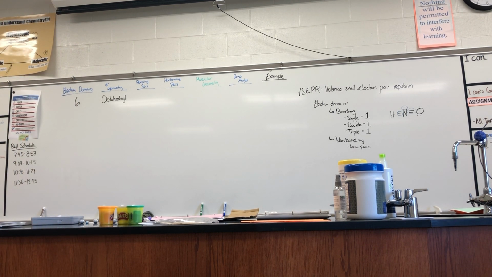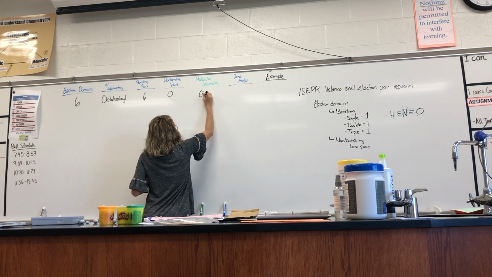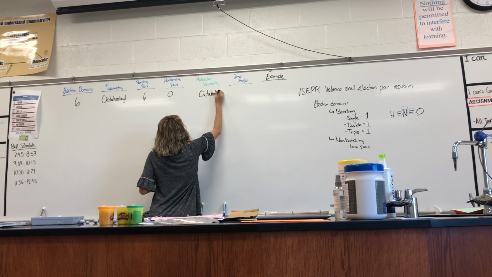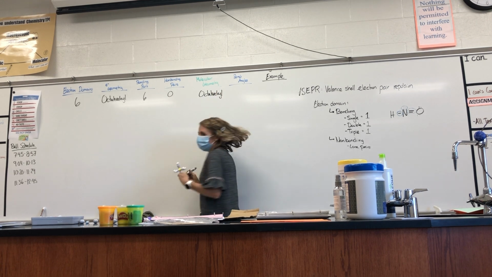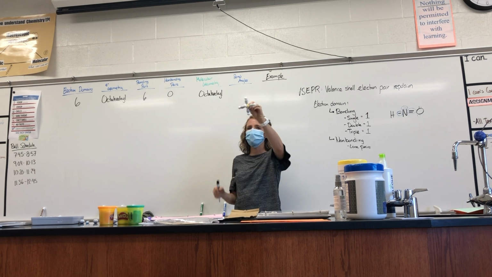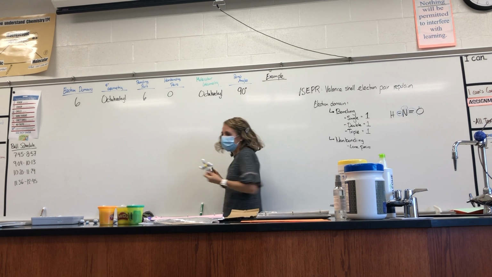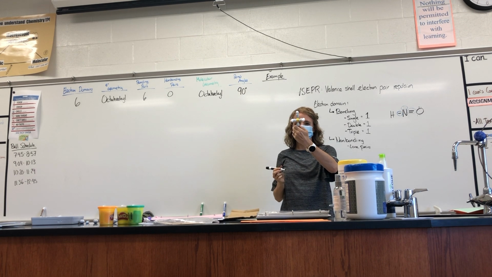Bonding pairs 6 and 0. This would be the same. Bond angle is 90, just 90s, right? 90 from the top, 90 in the middle, 90 all around. Okay.